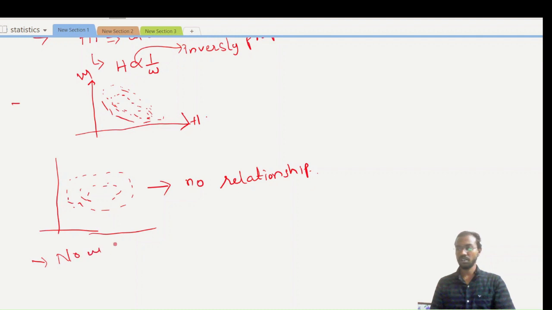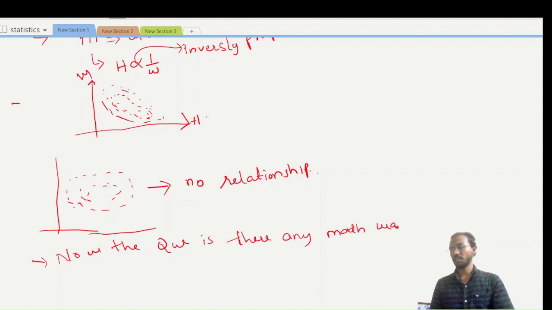Now the question is: is there any mathematical way to compute these relationships? The answer is yes, and that measure is known as covariance.